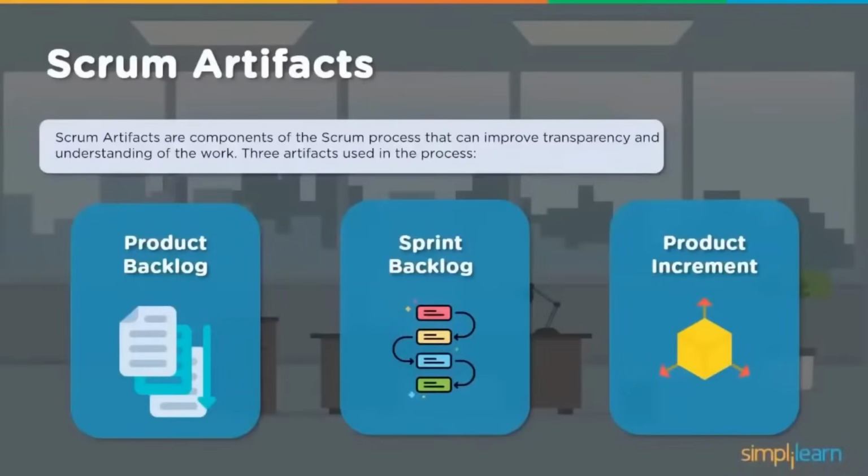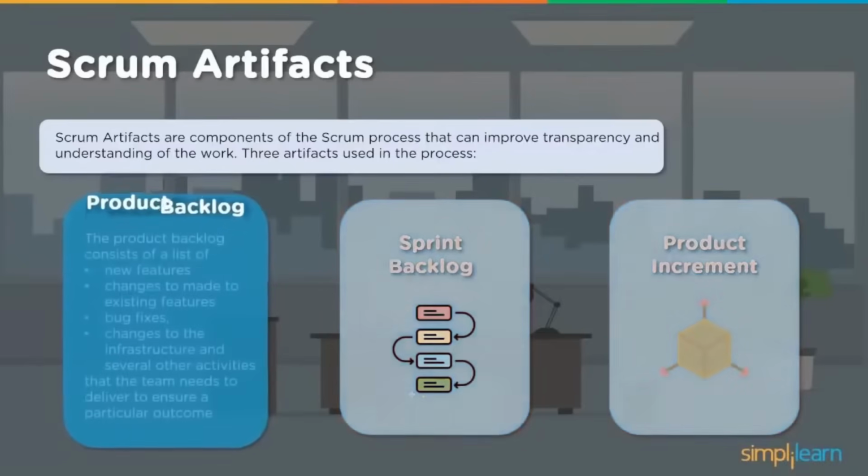Now we speak about the artifacts, which are the components of the Scrum process that can improve transparency and understanding of the work. There are three artifacts mainly, which we call the product backlog, the sprint backlog, and the product increment. Let us see what these are one by one.